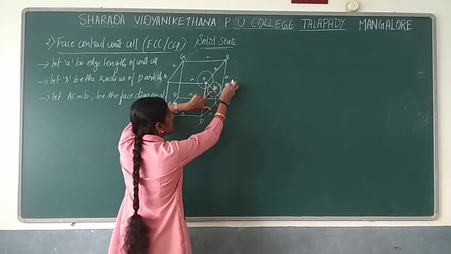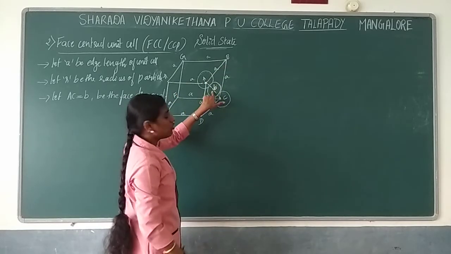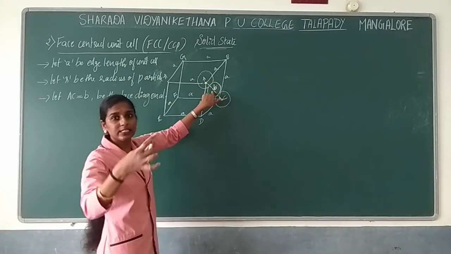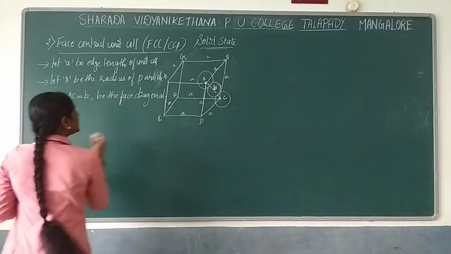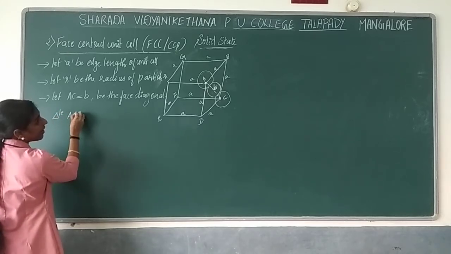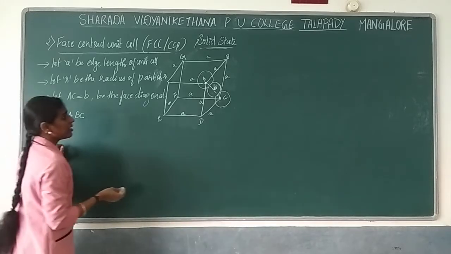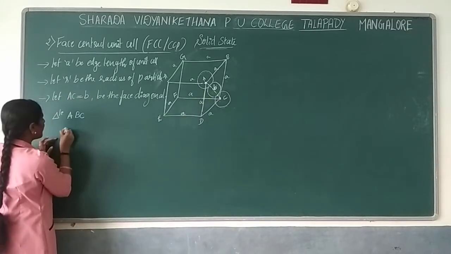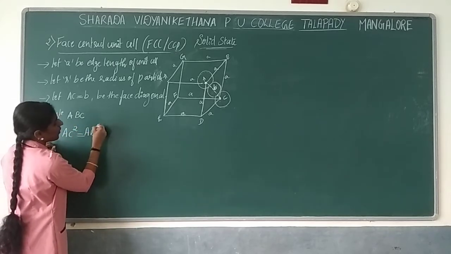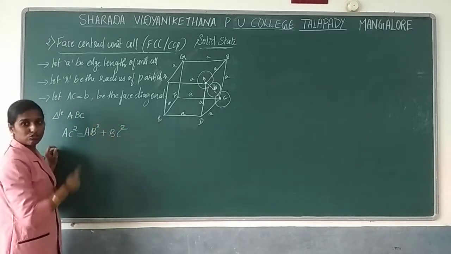See, we know this is a as well as this is b. By using this triangle, I'll find the value of b, and later I can find the relation between a as well as r. So I'll just take triangle ABC. According to the Pythagoras theorem, the face diagonal AC squared is equal to AB squared plus BC squared, the squares of the other two sides, right?